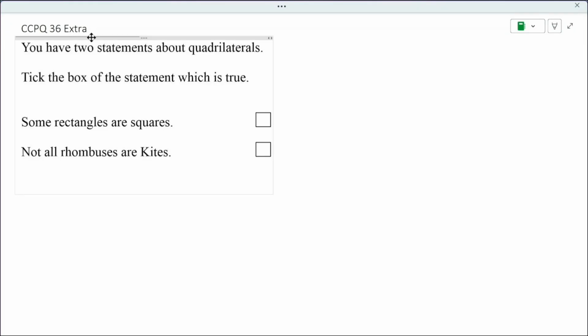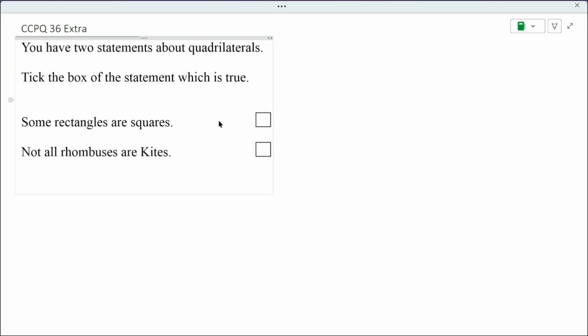Question 36 extra. You have some extra questions as regards question 36. You have two statements about quadrilaterals. Tick the box of the statement which is true. The first one says some rectangles are squares. You might wonder, how can rectangles be squares?